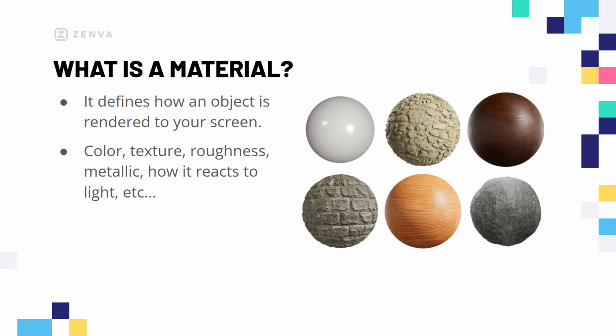This material can define stuff such as the color of the object, the texture, the roughness, how metallic it is, and how it reacts to light, along with a bunch of other things. This is how we get distinct surfaces and textures in our game world. So now let's go over to Unity and look at how we can create those.